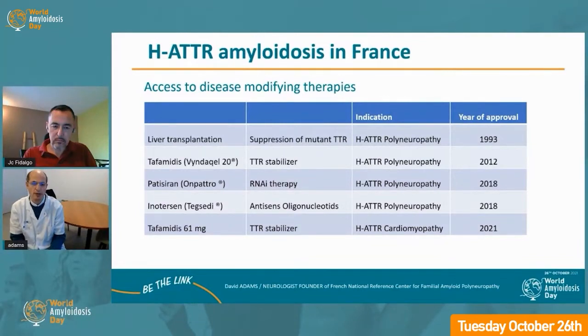So in 2018, we have 2 new drugs, inotersen and patisiran. And more recently, for the ATTR cardiomyopathy, the only one drug approved is Tafamidis, 61 milligram, since 2021. So we have access to all this therapy for the 2 conditions of polyneuropathy or cardiomyopathy.